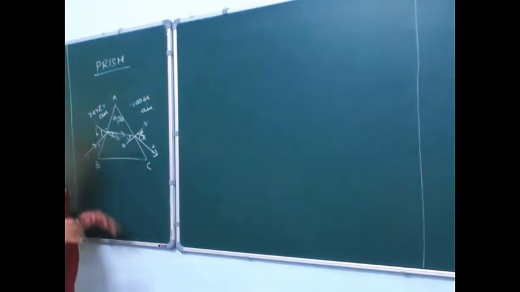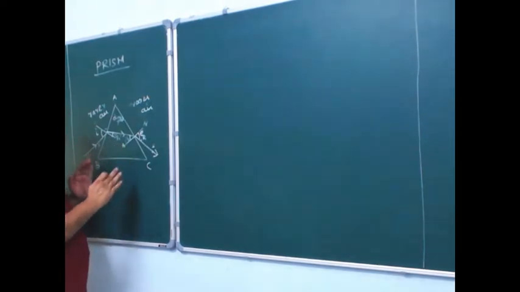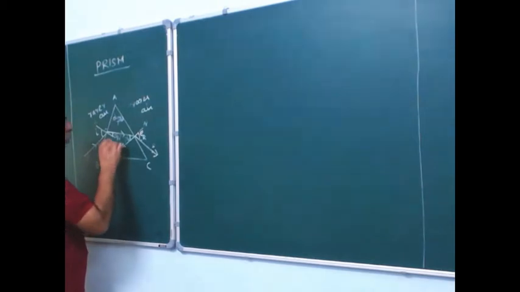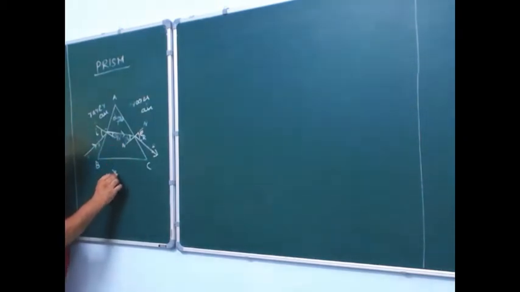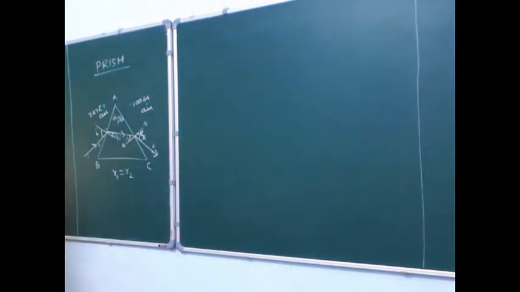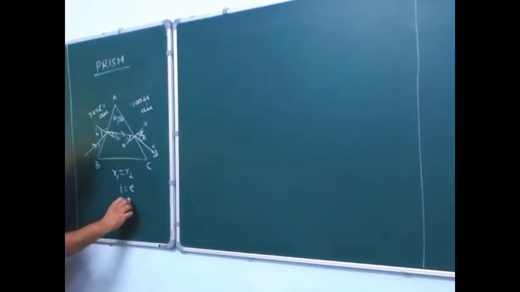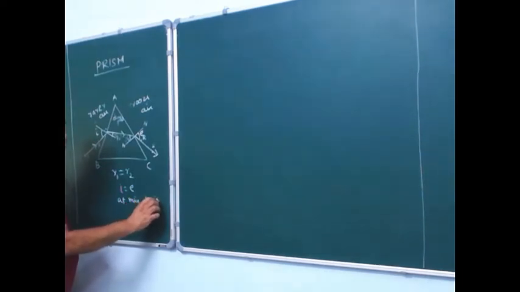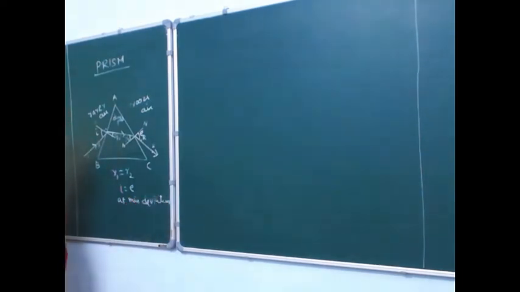So let there be no confusion at all. I hope now everything is clear, right? And you should find out one important point. R1 is equal to R2. Please make note of it. R1 is equal to R2 when I is equal to E, that is, at minimum deviation. Take this point: at minimum deviation, it is said R1 is equal to R2. Are you able to follow this?